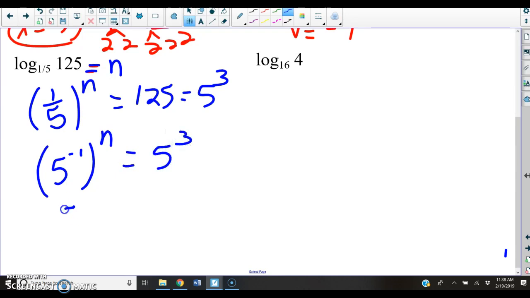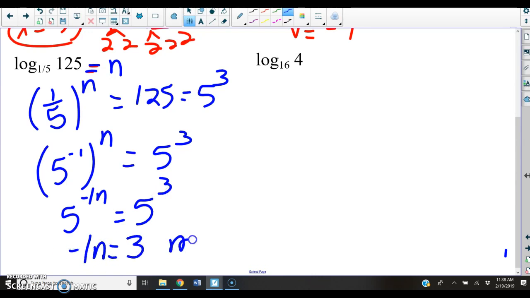Okay, so we get 5 to the negative n equals 5 to the third. So those exponents have to be equal. n has to equal negative 3. So this will equal negative 3. After a while, it gets easier.